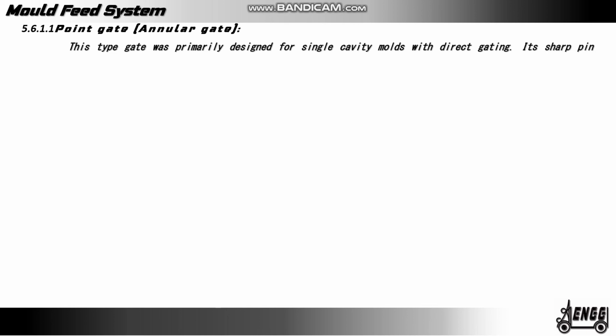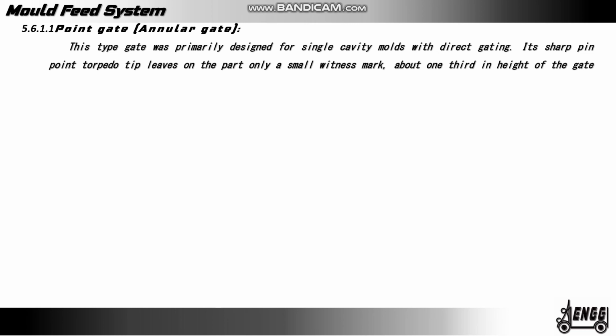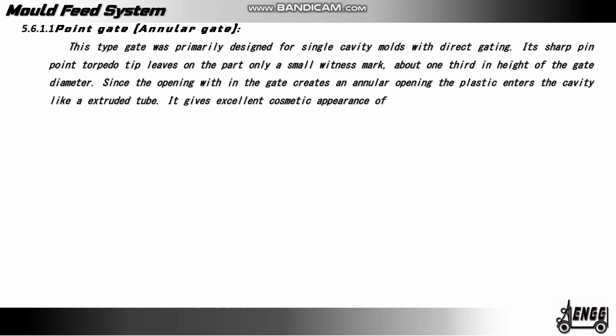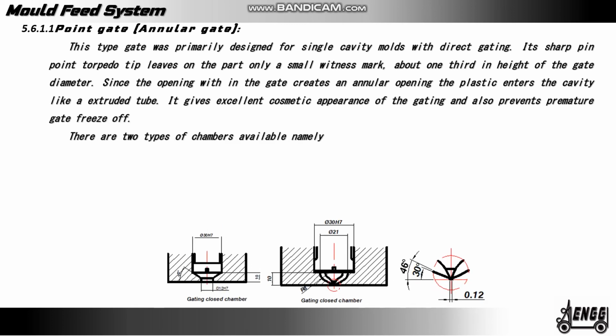Point gate or annular gate. This type of gate was primarily designed for single cavity molds with direct jetting. Its sharp pinpoint torpedo tip leaves on the part only a small witness mark, about 1/3 in height of the gate diameter. Since the opening within the gate creates an annular opening, the plastic enters the cavity like an extruded tube. It gives excellent cosmetic appearance of the gating and also prevents premature gate freezing off. There are two types of chamber available, namely closed chamber and open chamber.